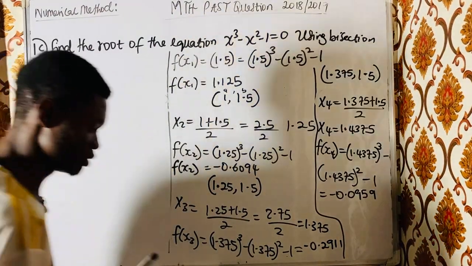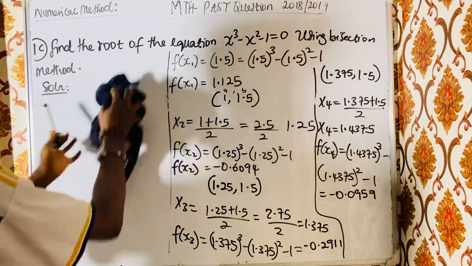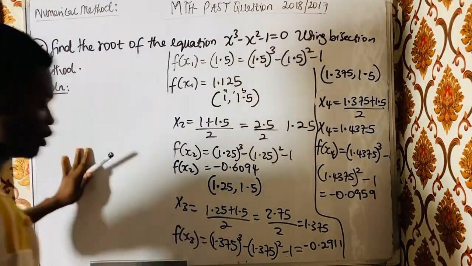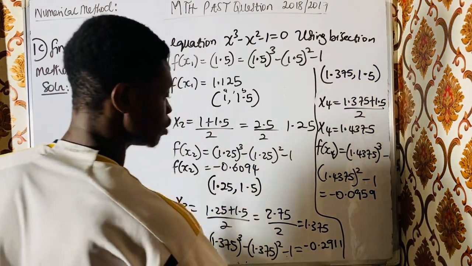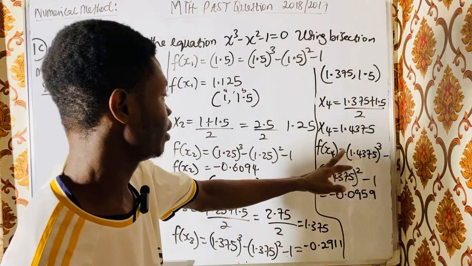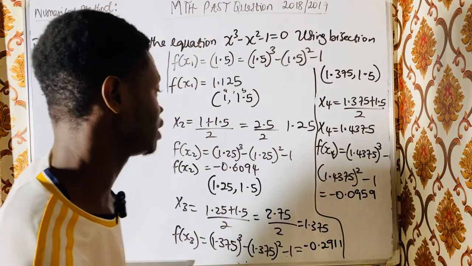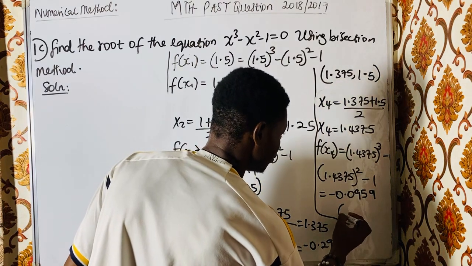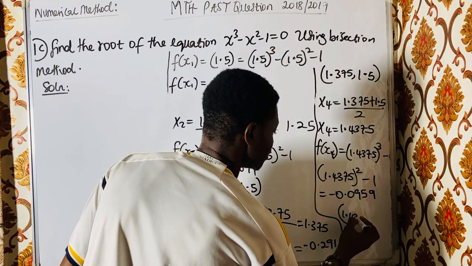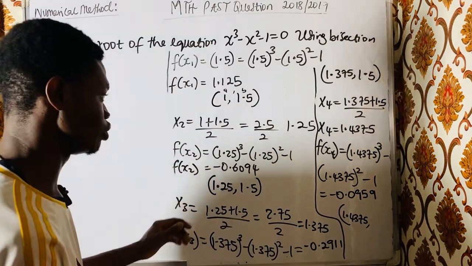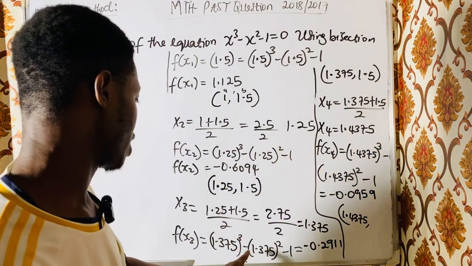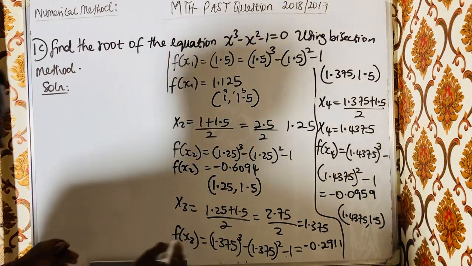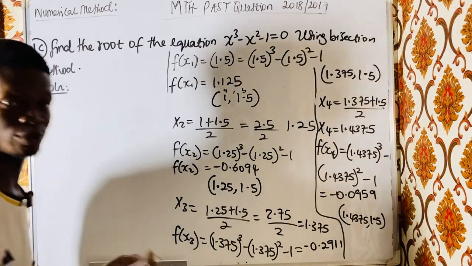For the interval where the root lies, which one gave us negative? f of 1.4375 gives us negative. So our interval will be 1.4375 comma 1.5. We still use 1.5, since we have not gotten anyone that gives positive. If we get anyone that gives positive, we are going to change it.